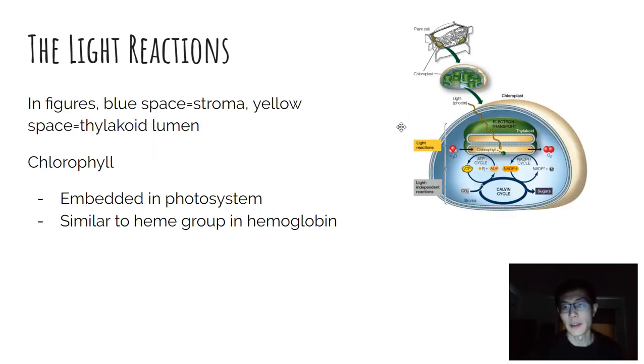Here's a figure that shows your chloroplast, and you're going to have light reactions occurring here on the thylakoid, and then light-independent reactions occurring in the stroma. Chlorophyll is embedded in the photosystem on the thylakoid membrane, and it's quite similar to the heme group in hemoglobin. But let's go through the entirety of the photosystems and the electron transport chain so we can get a basic understanding of what is going on in this part of the thylakoid membrane.